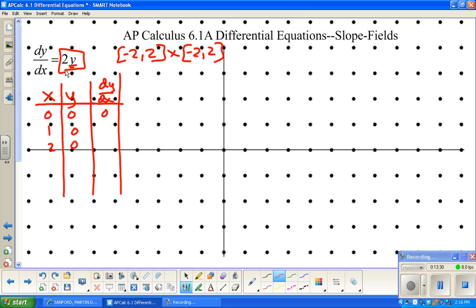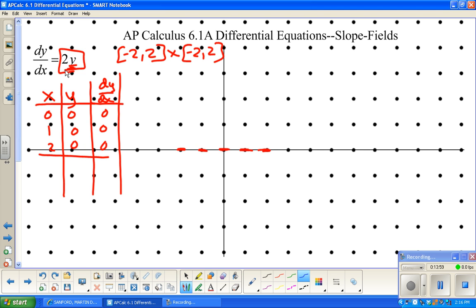So again, these y values are all 0, and this is all about y, so this isn't terribly exciting. Okay, so what I just did was at 0, 0, here's a slope of 0. At 1, 0, a slope of 0. At 2, 0, a slope of 0. Well, I'm willing to bet money that anything with a y value of 0 is going to have a slope of, you guessed it, 0.